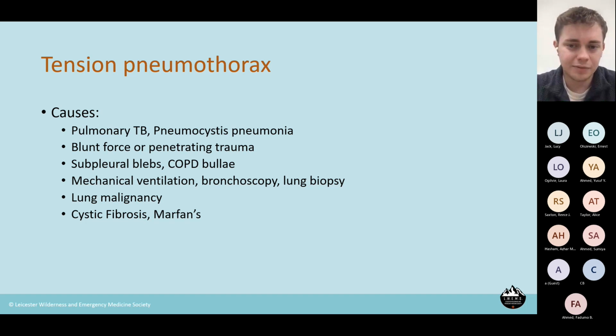Lung malignancies, so if the tumor is invading, you can get lung wall rupture. And congenital conditions, so things like cystic fibrosis, where you can get bronchiectasis and emphysema, and Marfan's and other connective tissue disorders that predispose you to having these blebs and having them rupture as well.